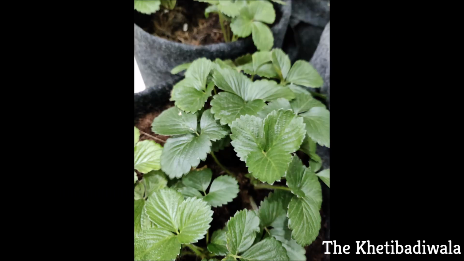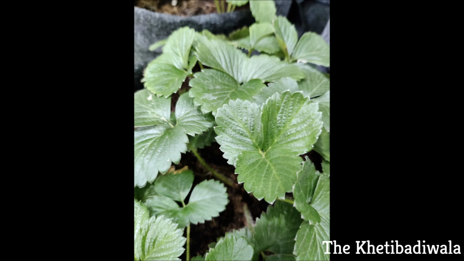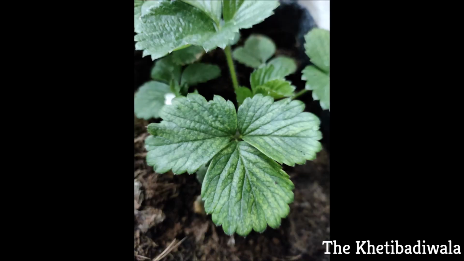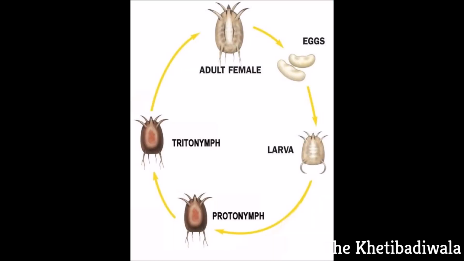If you can see, the healthy leaves are shining and dark green in color. And if there is any change in the color, then as a grower, you need to worry. Like in this case, if you see this leaf is having some spots on it, which is an indication that there is an attack of some insect. And what is this insect? It is a mite. Let's understand the life cycle of the mite.